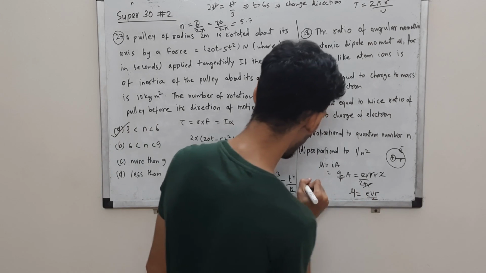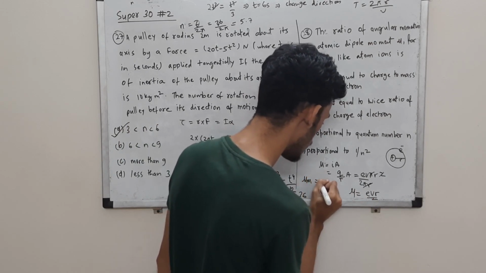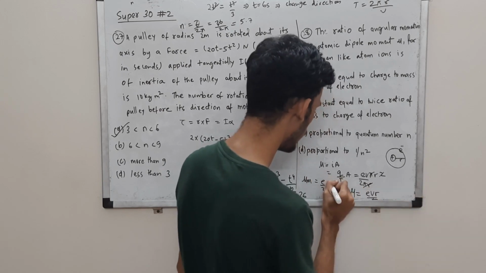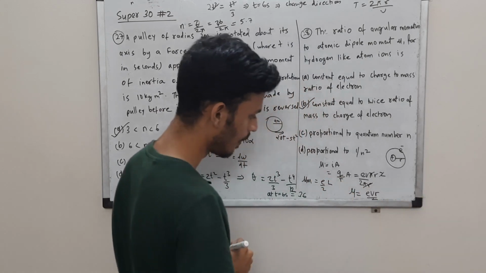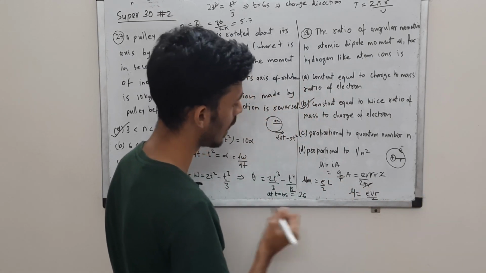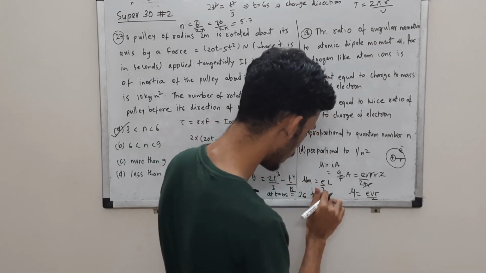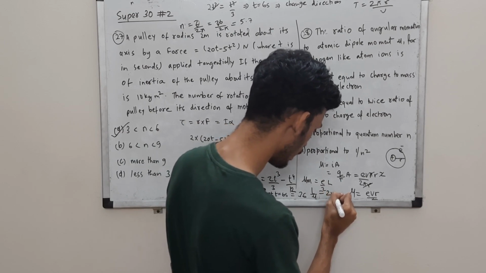So we can multiply m on both sides. So mu m will give us m E by 2 into MVR, right? So MVR, that we can write as L. So we are supposed to find the ratio of L by mu. So L by mu will be 2m by E.